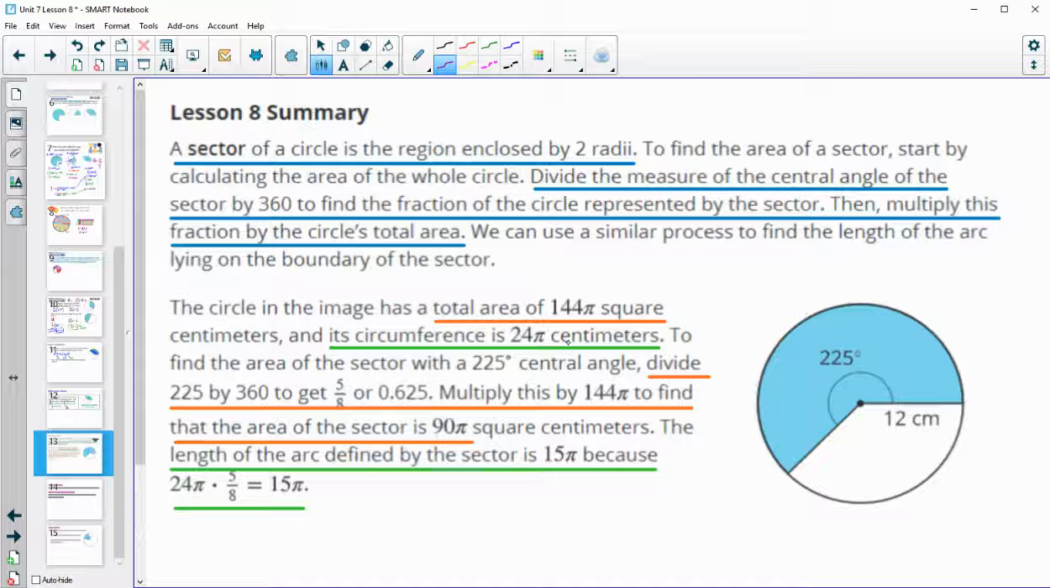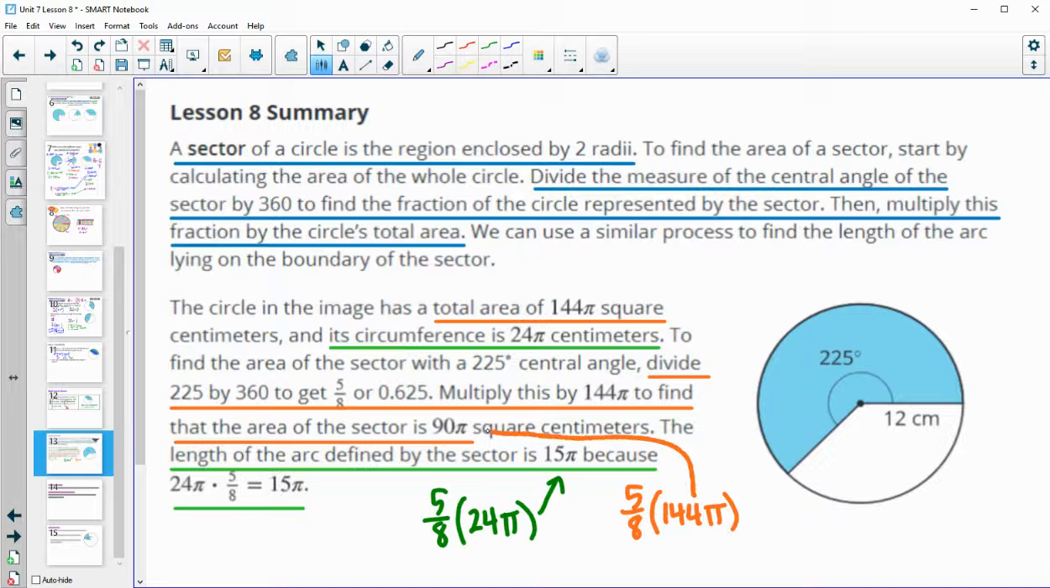And then a similar process to get the arc length. So they took 5/8 times 24 pi for the arc length. That gave them that 15 pi. And then they did the 5/8 times the 144 pi, which is the area, to get that 90 pi.